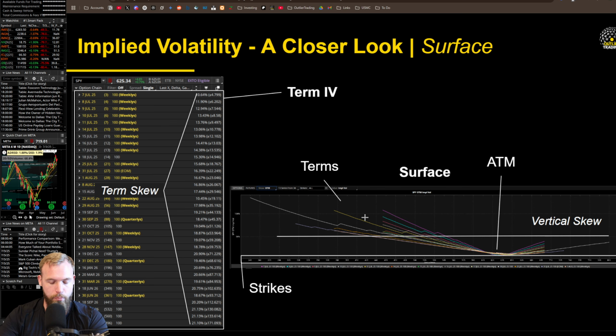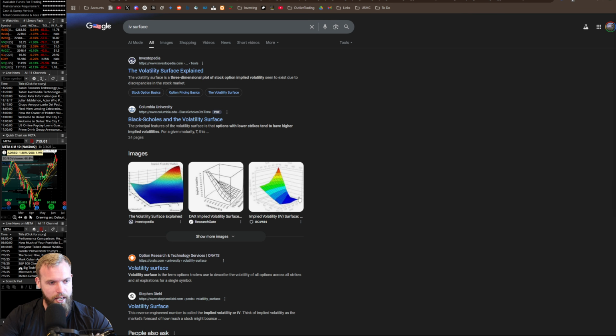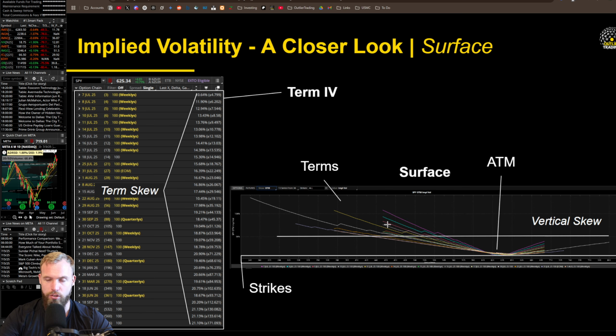Now, sometimes an implied volatility surface can be 3D. I'll grab a photo of that for you now. Something like this. And it's effectively the same thing that I'm showing you here. It's just 3D instead of 2D. So what we can do is we can analyze things like term skew or vertical skew. And I'll show you exactly what this means.